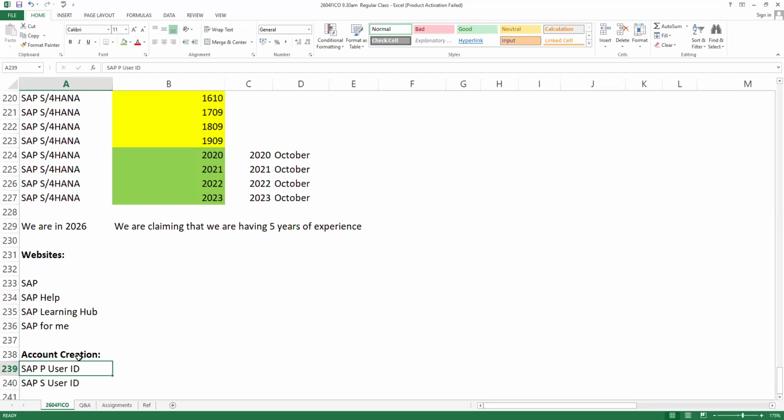You have one more user ID, very important, the SAP S user ID. Who will get this? The working consultants will get this SAP S user ID. How does it work? When you join as a consultant in an organization, that organization will create a user ID for you for SAP. The people who are working in SAP get the SAP S user IDs. What are we going to do with this SAP S user ID?